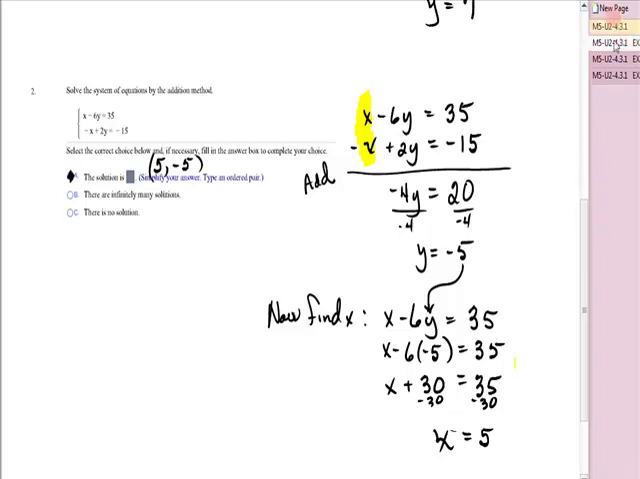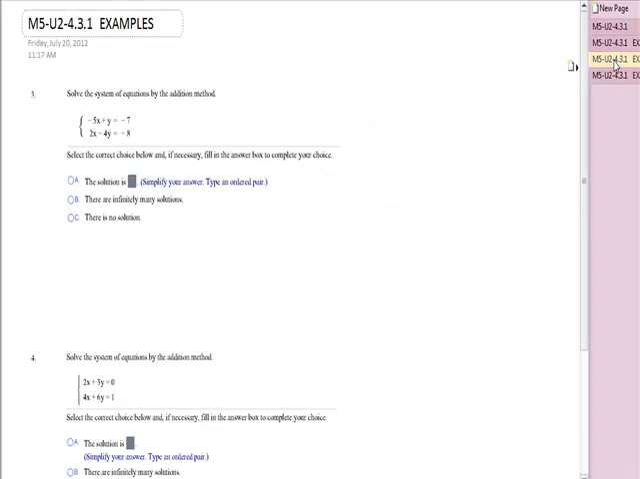All right, let's look at a few more problems. Number 3. I have, let me get myself more room here.